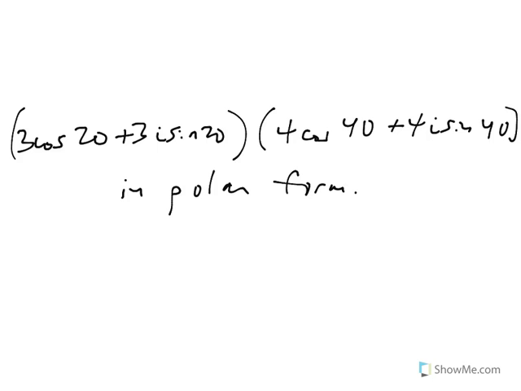The easiest type of question is if they give you both numbers already in polar form and ask you to write the answer in polar form. In that case, you just multiply together the two r values and add together the two theta values.